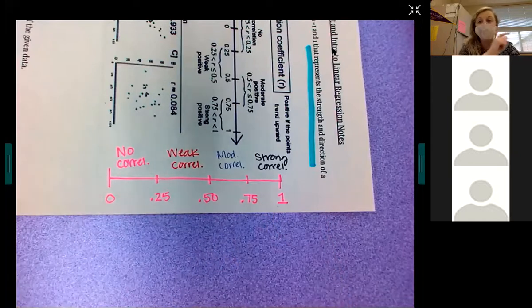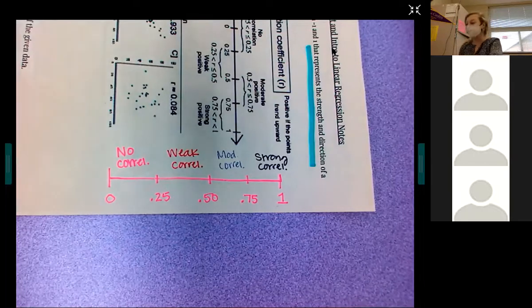Now, I want to go with what he said because he led us right into the next thing. How will you know if it's positive or negative? What made it positive or negative yesterday? Yeah, look at the points. If the points are going up, then it's positive. If the points are going down, then it's negative. I shouldn't have to teach you about that part because we learned that yesterday, okay?